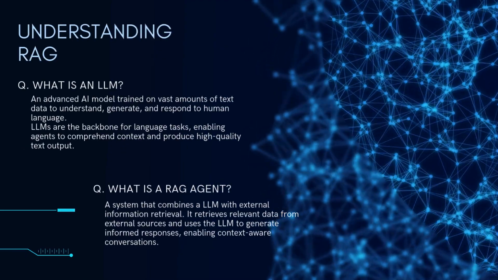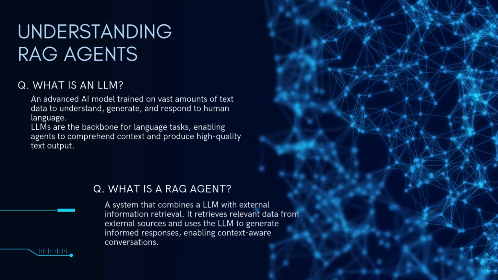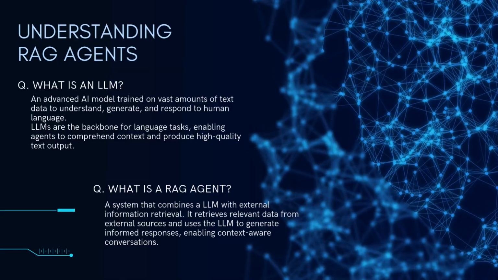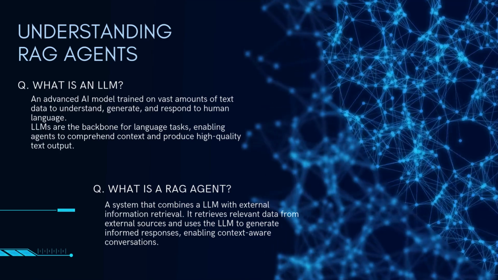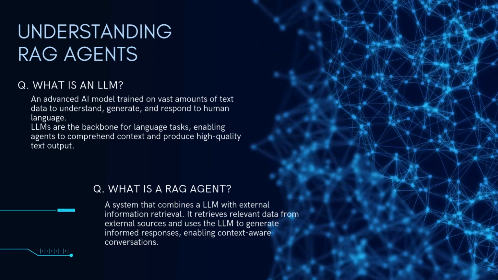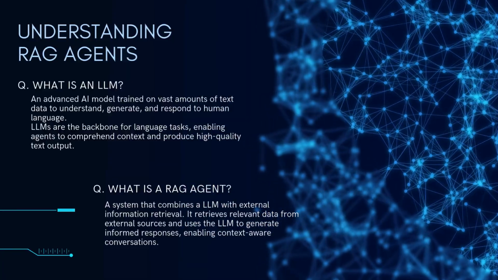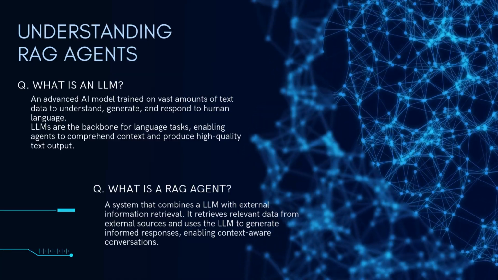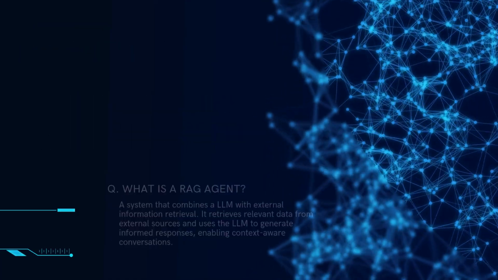Before we look at the app, let's have a short review of RAG agents and LLMs. LLMs, or large language models, are advanced AI models trained on vast amounts of textual data. They are used in understanding and responding to human language. RAG agents, short for Retrieval Augmented Generation agents, are systems for optimizing an LLM's output so that it references a knowledge base outside of its training data before generating a response, enabling context-aware conversations.